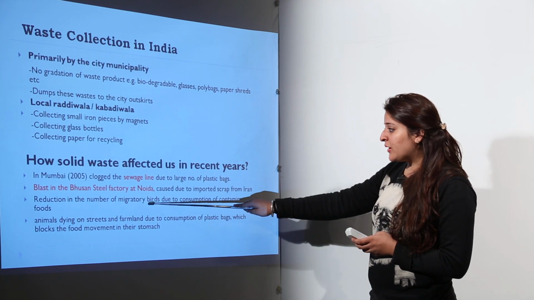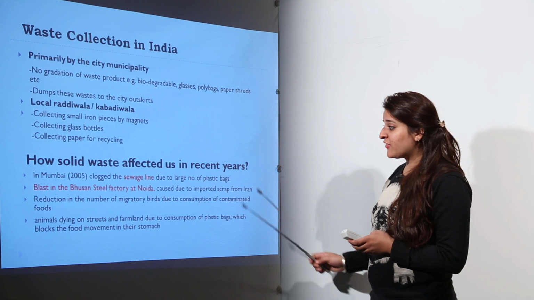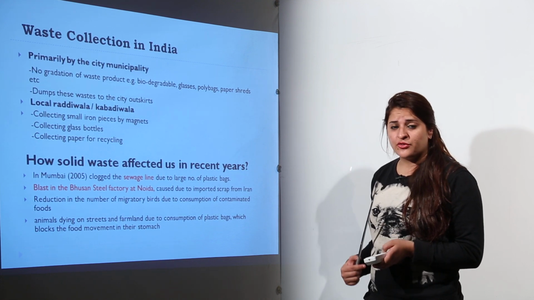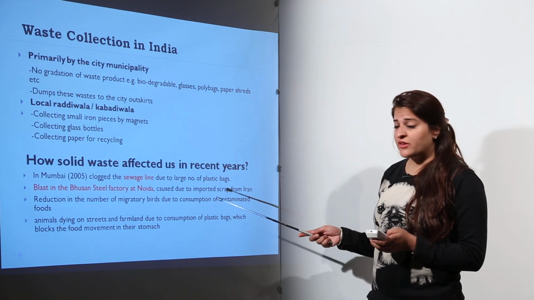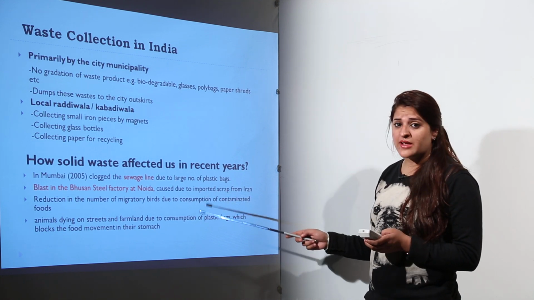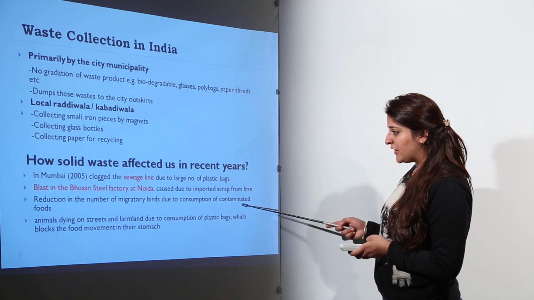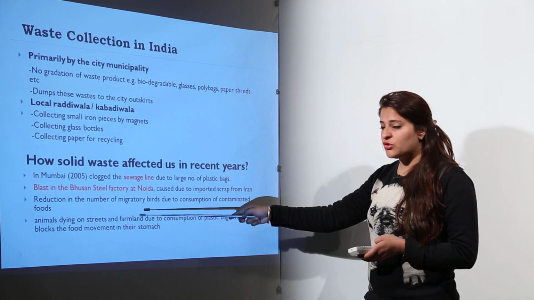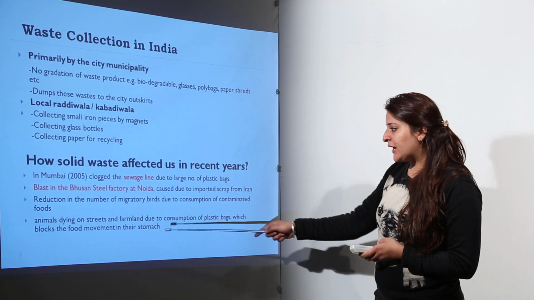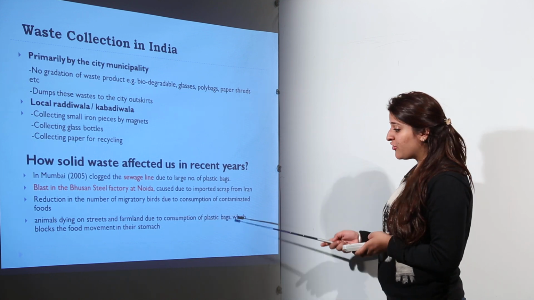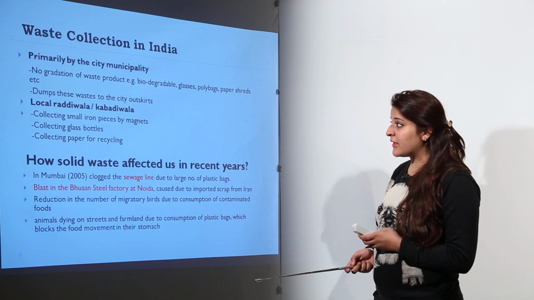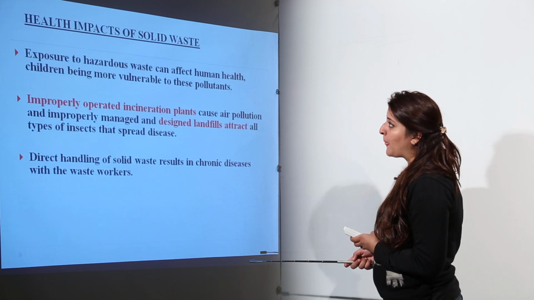There was even a reduction in the number of migratory birds because they consumed a lot of contaminated food; there is a lot of contamination everywhere, and that's why these migratory birds have been reduced. And you must have observed various animals dying on streets and in farmland because they are consuming a large number of plastic bags, which are hazardous and actually fatal.